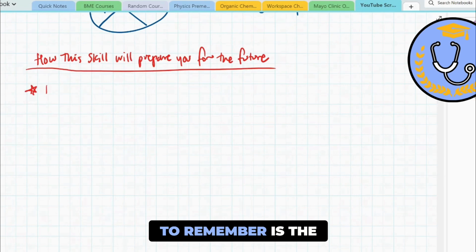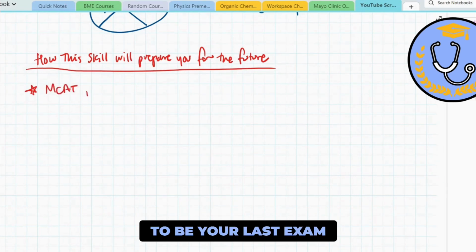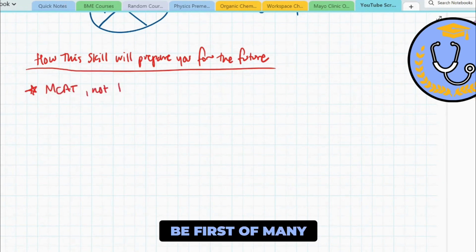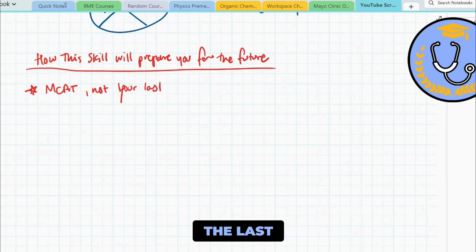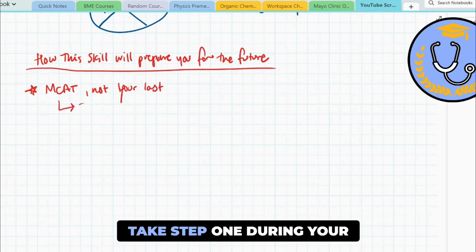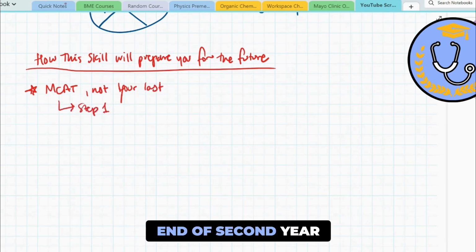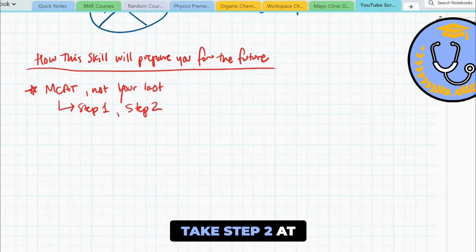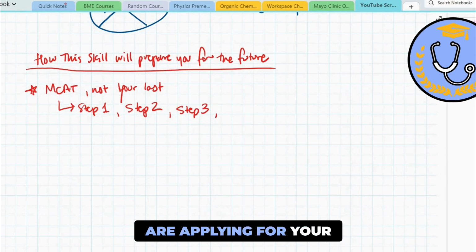So the first thing to remember is the MCAT is not going to be your last exam. It is going to be first of many. So it's not the last. You will have to take Step 1 at the end of second year of medical school. Then you have to take Step 2 at the end of third year of medical school. And when you are in residency, you will have to take Step 3. And then when you are applying for your physician license after you finish residency, you will have to take a board exam.